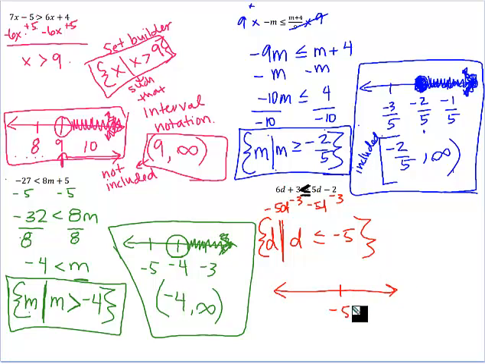On the number line, negative 5 goes right in the middle. One number above, negative 4. One number below, negative 6. It is less than or equal to, so our circle at negative 5 will be shaded in.